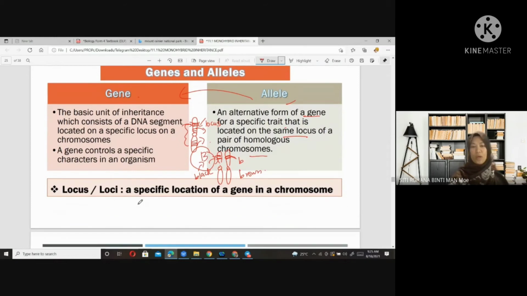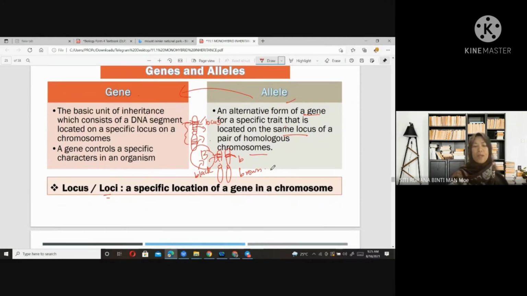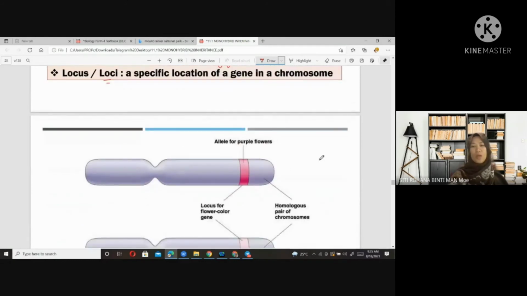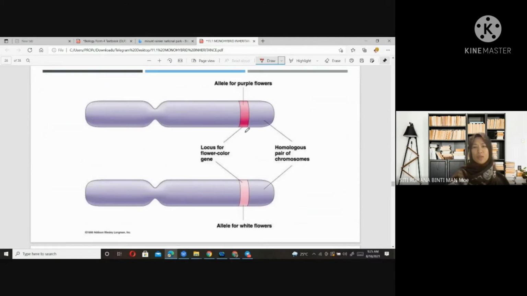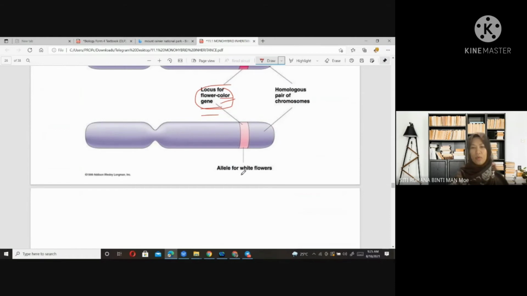So locus, or loci is the plural. A specific location of a gene in a chromosome. Saya sebut dah tadi. Okay, so tengok ni. Allele for purple flower. Nampak, locus for flower color gene. Gene ni dia lebih general. Spesifik kalau kita tengok kat sini. Ini color. Okay, so purple allele. Nampak? Spesifik. Okay, allele for white color.